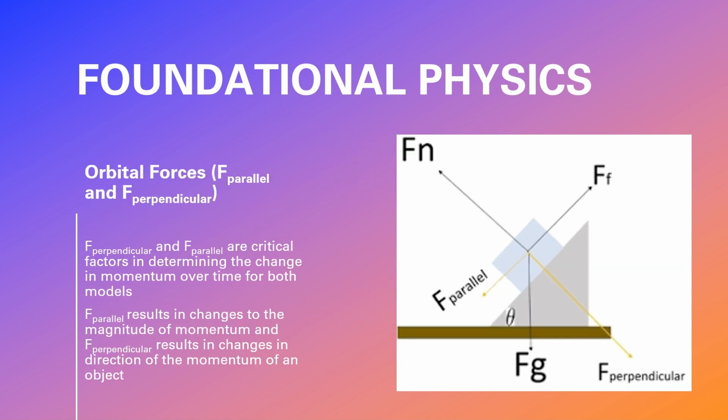So we're also going to be using orbital forces, which is something new for this lab, and that is F parallel and F perpendicular. So we're building on lab 1 and 2. F perpendicular and F parallel are critical factors in determining the change of momentum over time for both models. F parallel results in changes to the magnitude of momentum, and F perpendicular results in changes of direction of the momentum of the object. And we'll get more detail on that later.